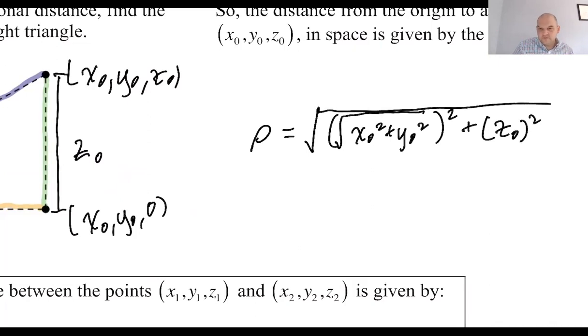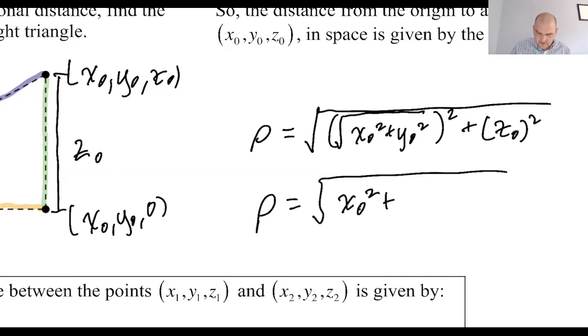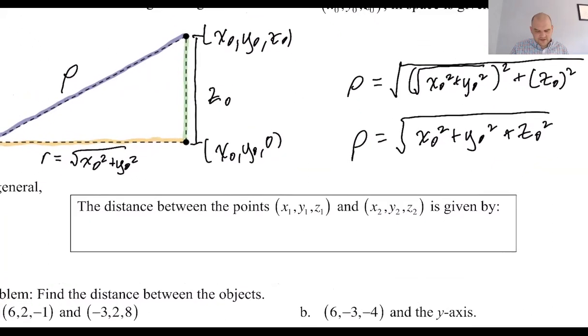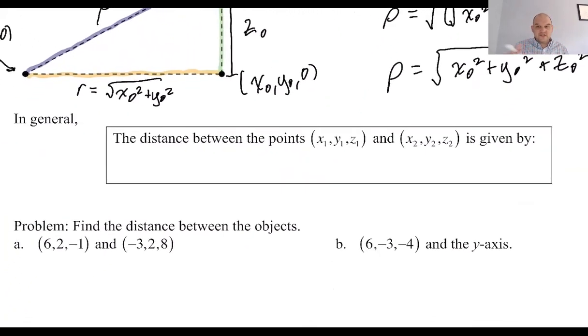Okay, but since it's square root and then squared, rho is actually just the square root of x0 squared plus y0 squared, and then plus z0 squared, which you might be saying to yourself is exactly what you would have written anyway, like 10 minutes ago, and that is definitely true. So what we did was we found the distance between the origin and a point. If it's not the distance between the origin and a point, then what you do is instead of using x0, y0, z0, you're just going to use your delta x, your delta y, your delta z. You can still make a triangle out of that.